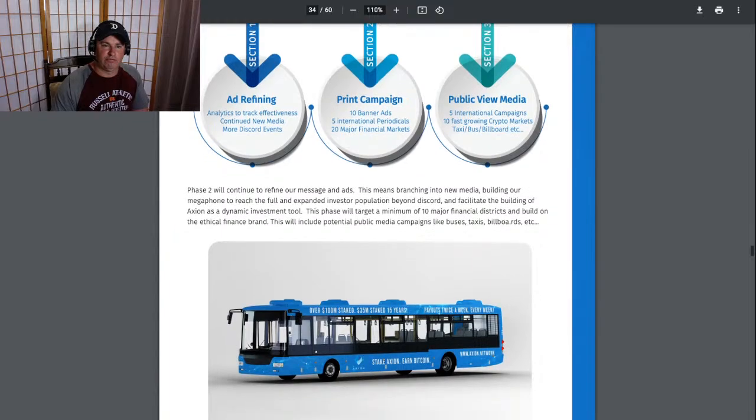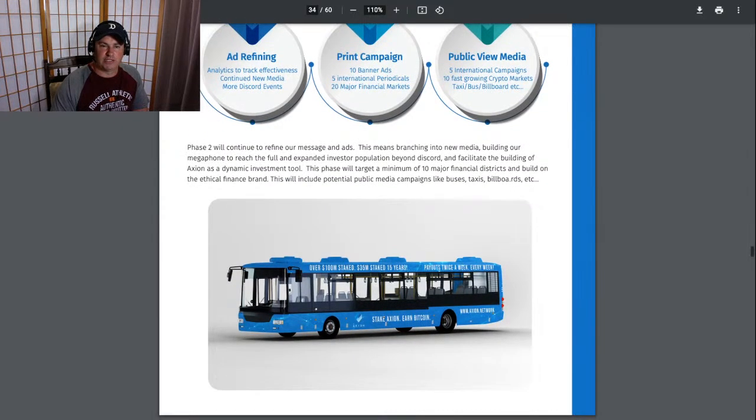So phase 2 will continue to refine our message and ads. This means branching into new media, building our megaphone to reach the full and expanded investor population beyond Discord, and facilitate the building of Axion as a dynamic investment tool.